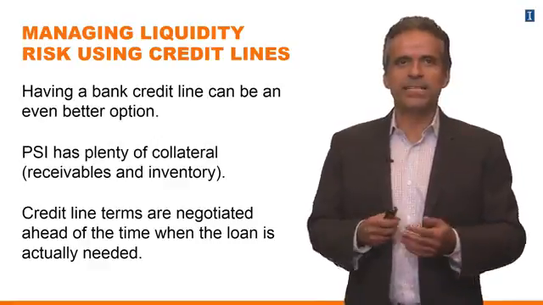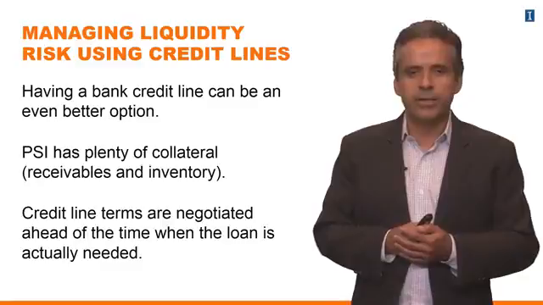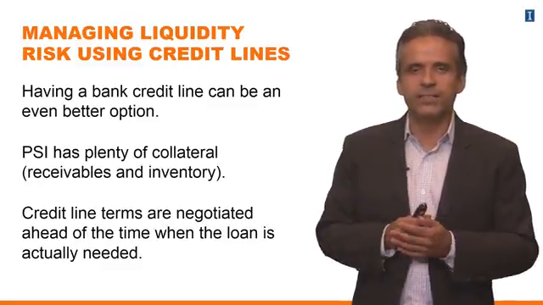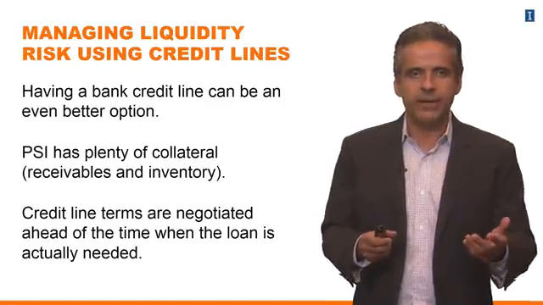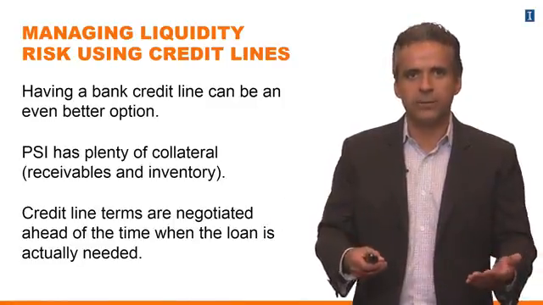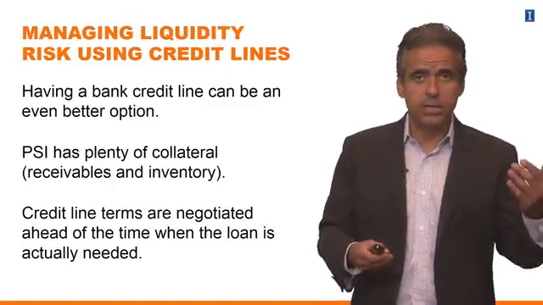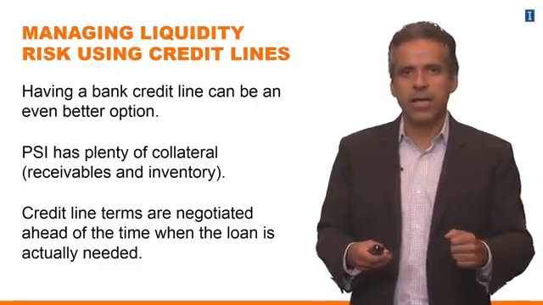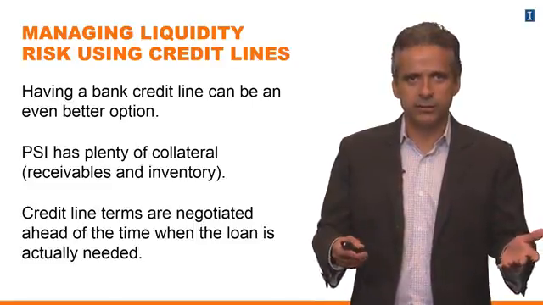The other possibility, which is a new idea I want to talk about now, is to manage liquidity risk using a bank credit line. Okay? First observation here is that PSI does have plenty of collateral, right? The inventory that they carry is not a very liquid asset, but it's definitely something that they can use as collateral to raise a bank loan, right? So if they don't repay the loan, the bank can repossess, the bank can take away the collateral and keep the collateral, okay? Same thing with receivables as we just talked about.